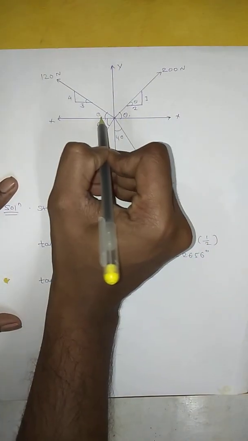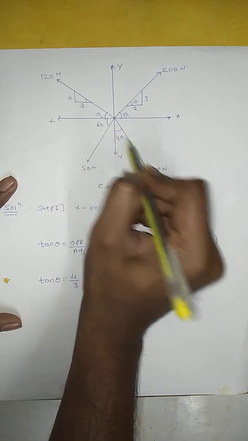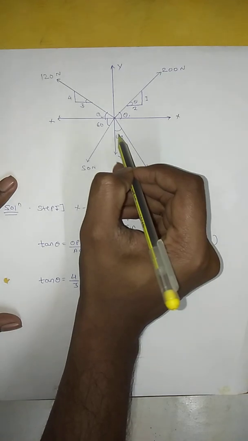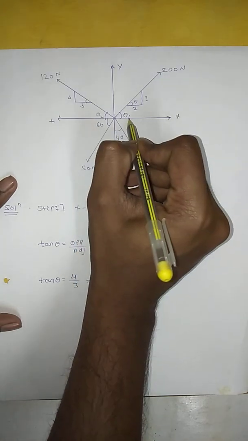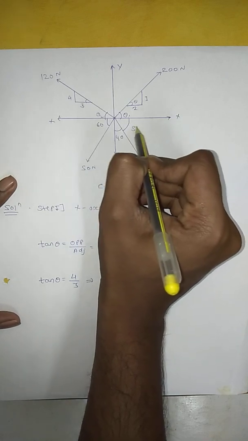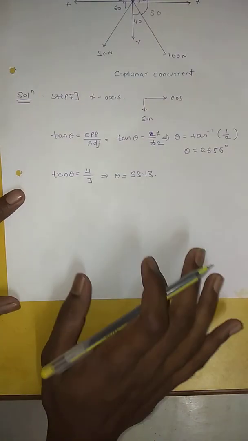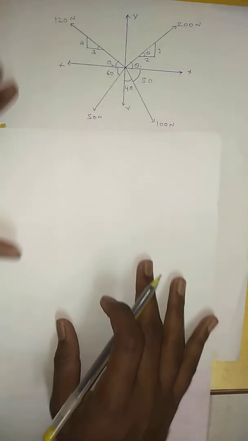Okay, now we know this theta, we know this theta also. I will write theta 1, theta 2. This force has, we know the angle with x-axis. For this particular force, the angle is given with the y-axis. So you can calculate this angle, which will be equal to 50, because this total is 90. Now we have to resolve the forces. Okay, so let's resolve the force.